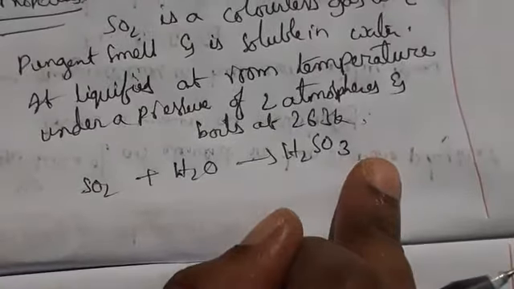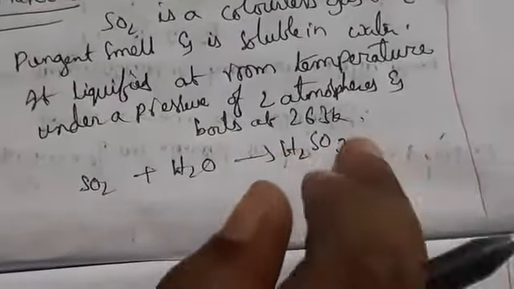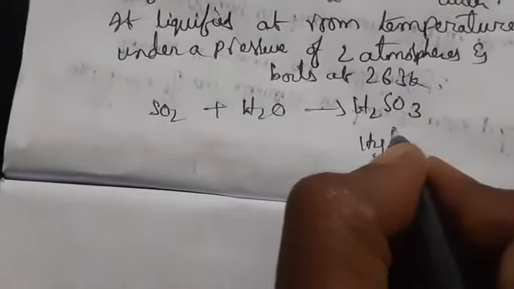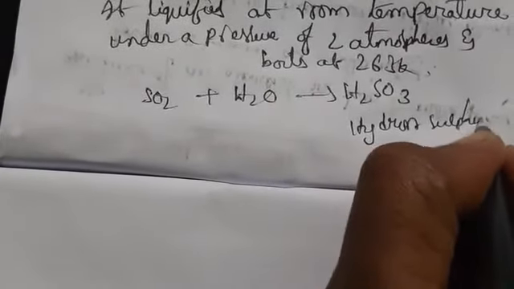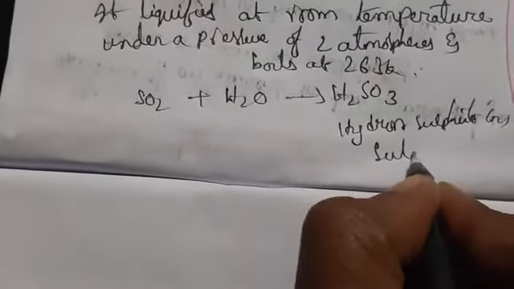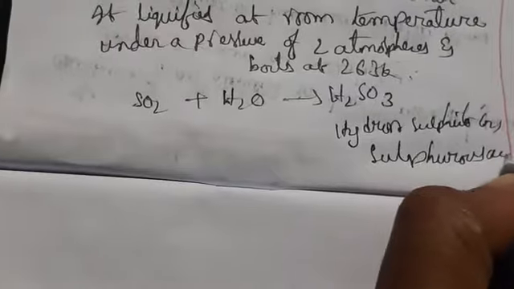we automatically get sulfurous acid. It reacts readily with sodium hydroxide solution to form sodium sulfite, which then reacts again with water to form sodium hydrogen sulfite also. Here we are forming hydrogen sulfite, or we can say sulfurous acid. Sulfuric acid is different from sulfurous acid; sulfuric acid means H2SO4.